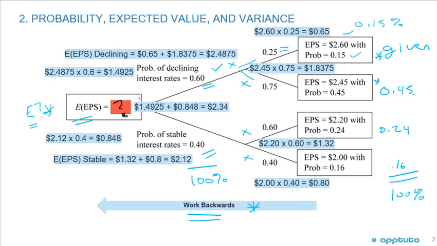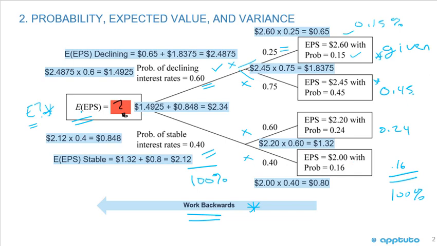So first of all, I just wanted to work my way forwards through the tree to see that there's an upside and a downside. And then it branches off with different percentages, and that's been given to us. So we know 60% times 25%, 15% probability. And what's the 15% probability? That the EPS will be $2.60. There's a 45% probability that the EPS will be $2.45. There's a 24% probability that the EPS will be $2.20. And there's a 16% probability that the EPS will be $2.